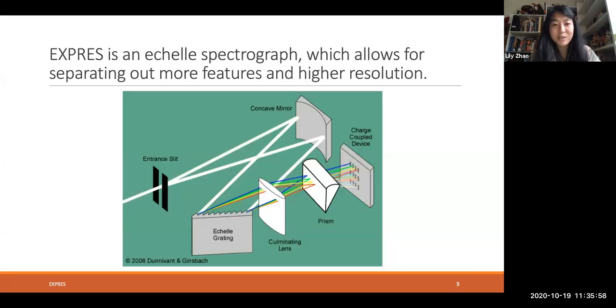EXPRES is an echelle spectrograph because this is typically what people do in order to achieve higher resolution, because it spreads out the features a lot more. And so here's just the cartoon of how an echelle spectrograph works. The light enters here through an entrance slit. It hits a concave mirror, which then causes the light to leave the mirror in parallel lines rather than from a focal point as before.